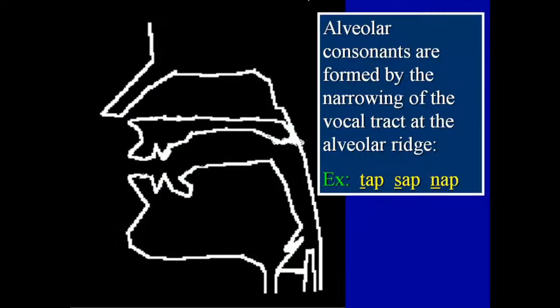Okay. Now, another place of articulation, alveolar consonants are formed by the narrowing of the vocal tract at the alveolar ridge. T in tap, s in sap, n in nap. So it's the blade of the tongue which is raised towards the alveolar ridge.